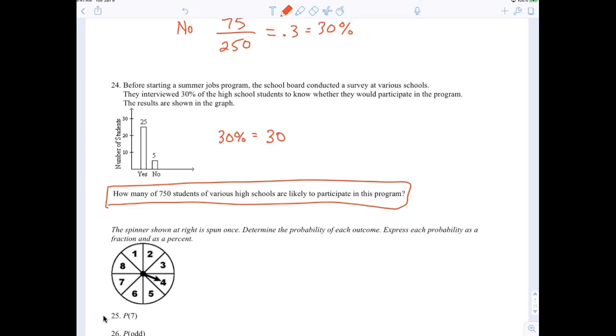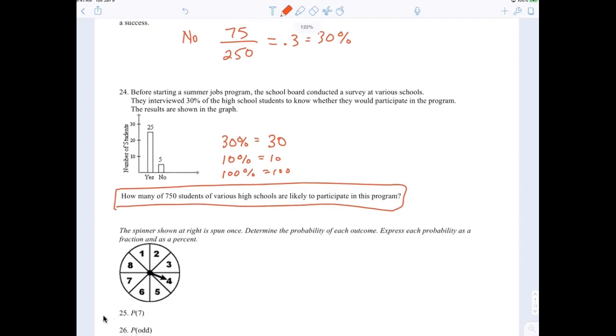Now, how do we know 100? One way to figure out it's 100, if 30% is 30, then 10% would be 10 students. So 100% would equal 100 students. Does everybody agree with that? I think I thought about this too much. So what percent said they would participate? Kind of made a mistake on that, guys.